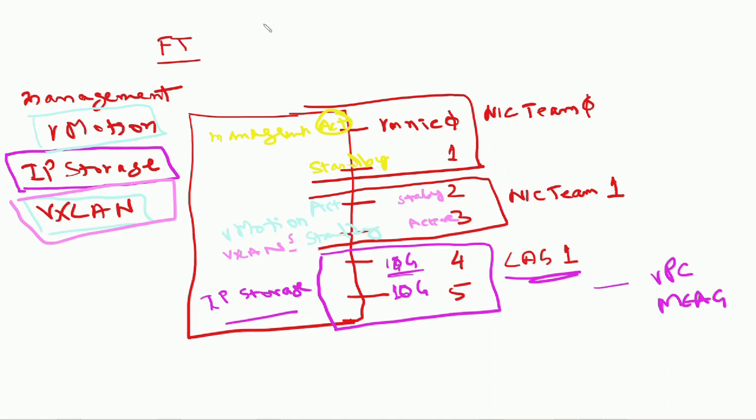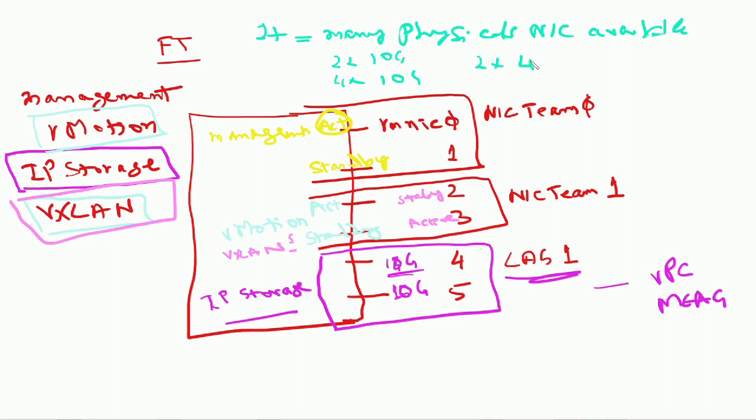If you have many physical NICs available. Now, usually that's not the case nowadays, right? You usually have 2 10 gig, or you have 4 10 gig, or you have 2 40 gig. It's usually something along these lines available on your servers. So you have to look at a different situation that we're going to look at now.